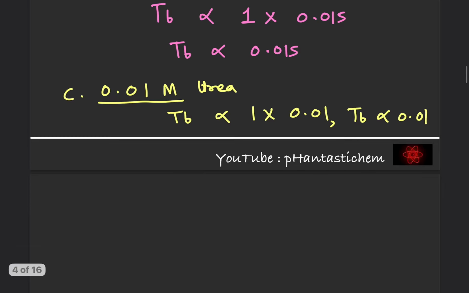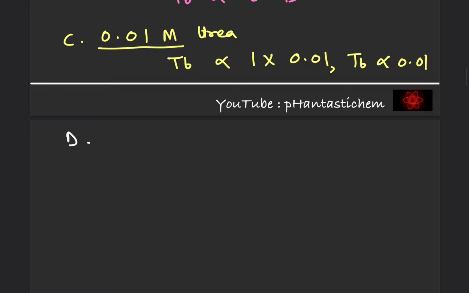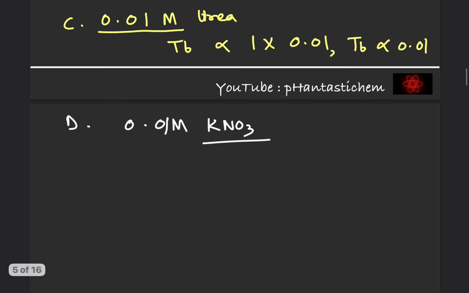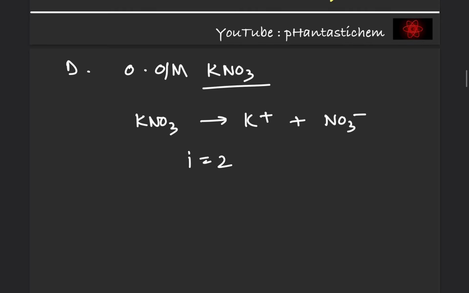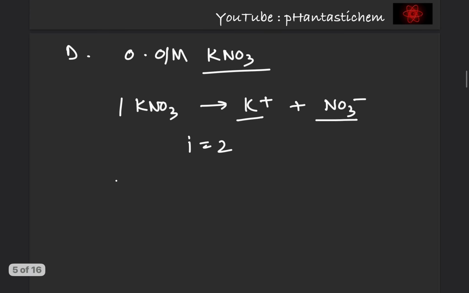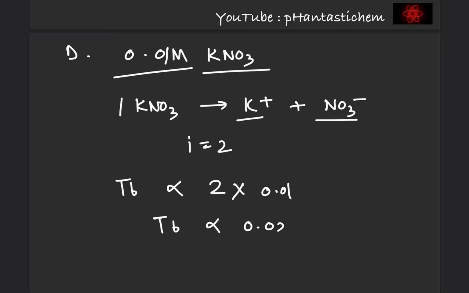And the last option is D. We have 0.01 m KNO3, and KNO3 is an ionic compound, and therefore it will undergo dissociation. So KNO3 will give me K+ and NO3-. So therefore i will be equal to 2, because 1 mole is giving me 2 moles of ions, right? So therefore TB will be directly proportional to i into the molarity. So 2 into 0.01, right? So therefore TB will be directly proportional to 0.02, right?